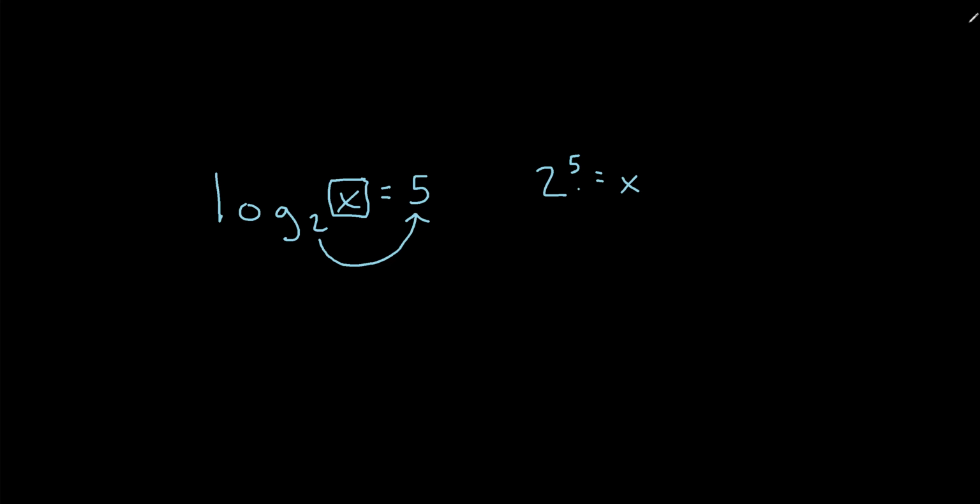Well, what is 2 to the 5th power? Well, that's just 2 times 2 times 2 times 2 times 2. 2 times 2 is 4, times 2 is 8, times 2 is 16, times 2 is 32. So, x is equal to 32.